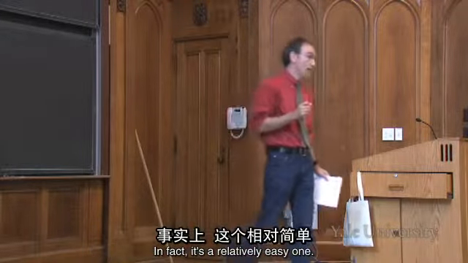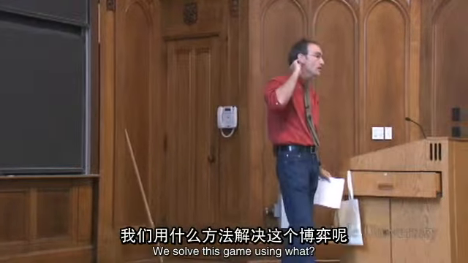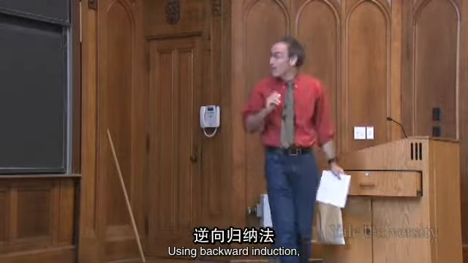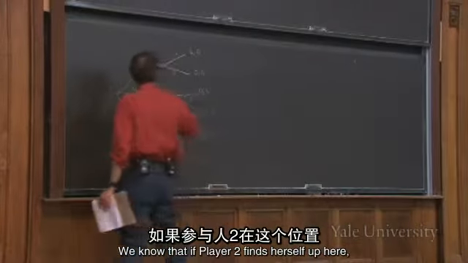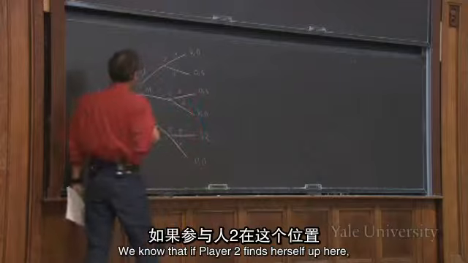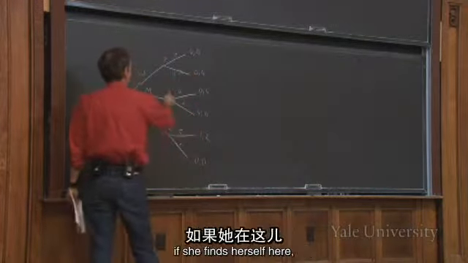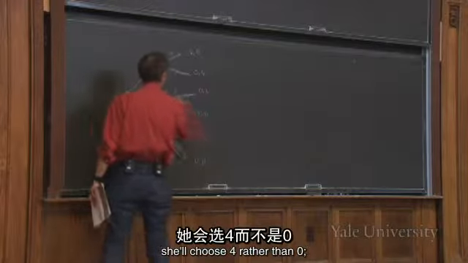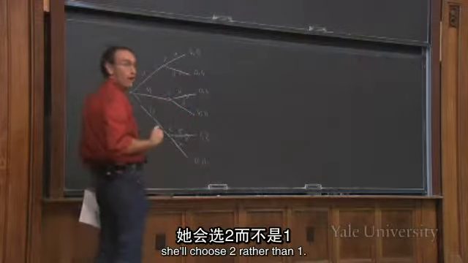In fact, it's a relatively easy one. So we know how to solve this game. We solve this game using what? Using backward induction. And that isn't so hard here. We know that player two, if she finds herself up here, will choose 4 rather than 0. If she finds herself here, she'll choose 4 rather than 0. And if she finds herself here, she'll choose 2 rather than 1.